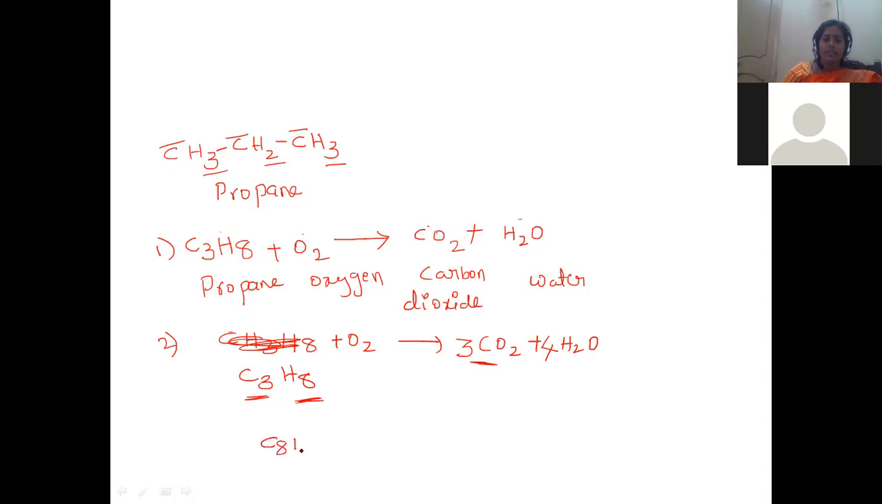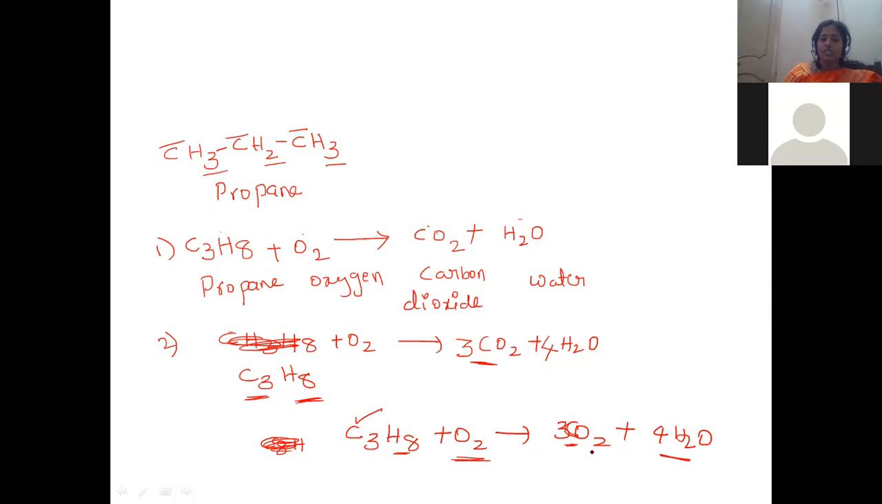C3H8 plus O2 gives rise to 3 CO2 plus 4 H2O. Whether the equation is balanced or not, let us check. 3 CO2 will be formed. Carbons on the left are 3, and here also carbons are 3. Now hydrogens are 8. Here 4 times 2 is 8. 8 hydrogens are there. Let us check whether oxygens are balanced or not.